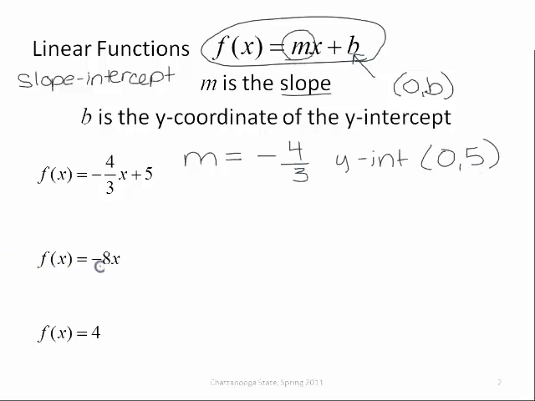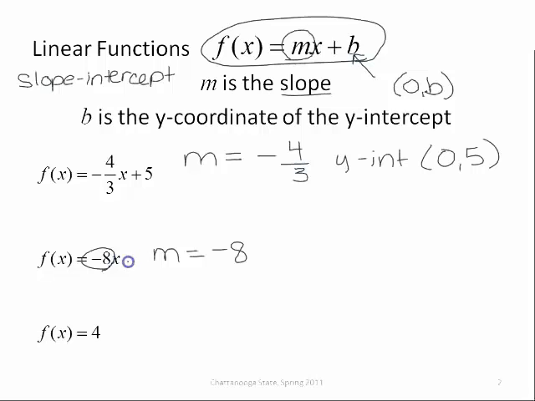My second function here is f of x equals negative 8x. Here, again, just from looking at it, I know that my slope is negative 8. The slope is whatever number is in front of the x. So here my slope is negative 8.